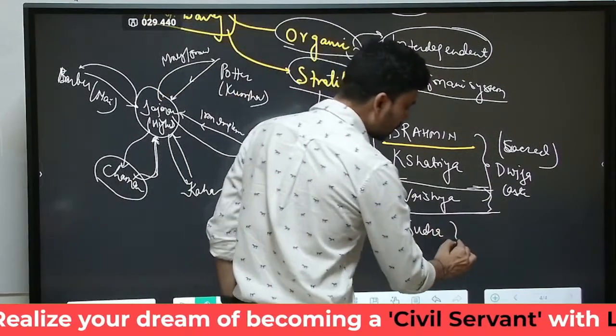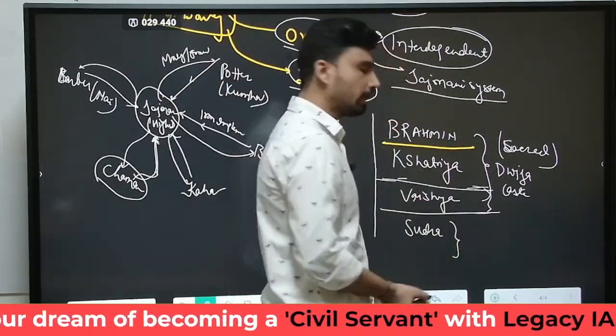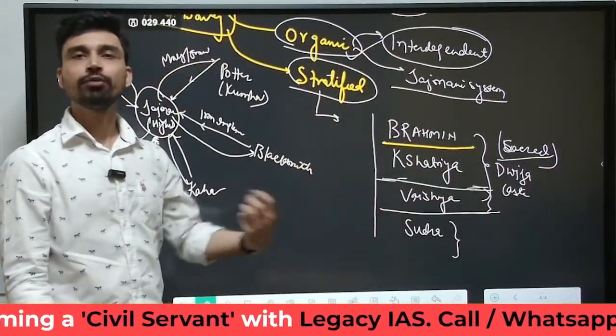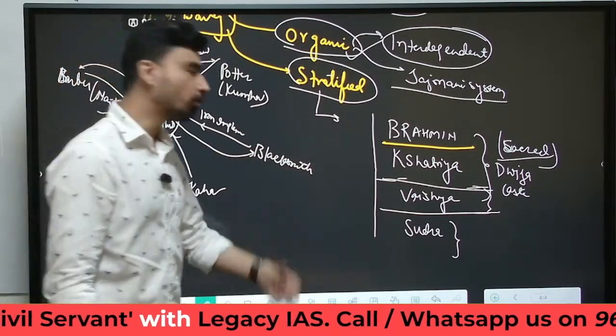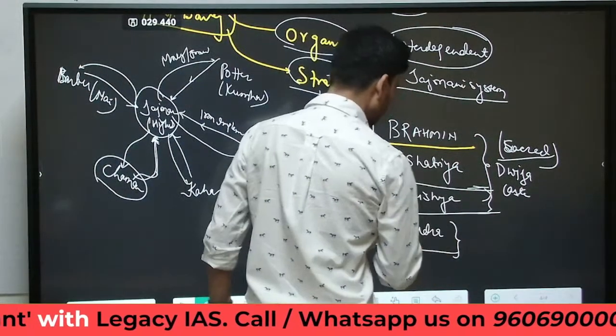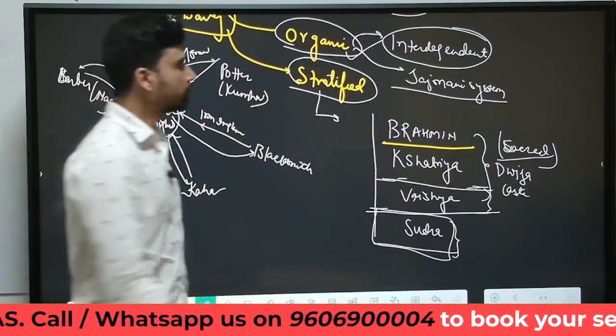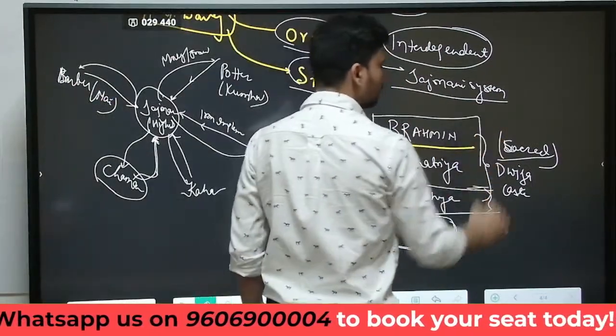On the other hand, Shudra was called a non-Dvija caste, because they are not allowed to wear a sacred thread or undergo the Upanayan Sanskar. So we can say Shudra was traditionally given the bottom part of the pyramid and the bottom section of the society.